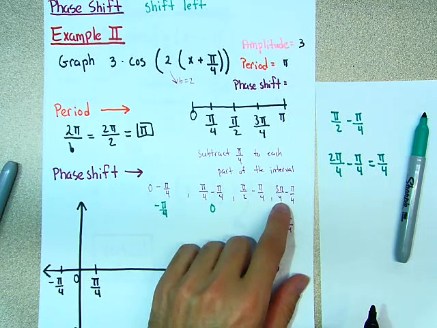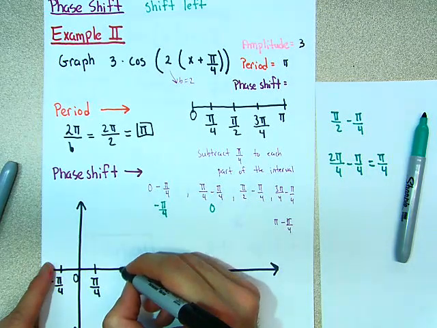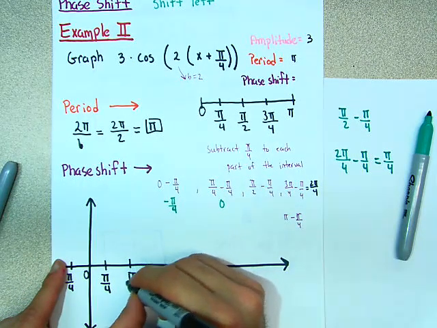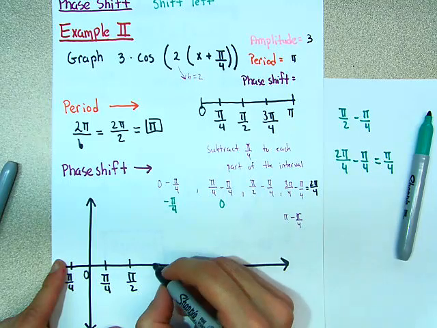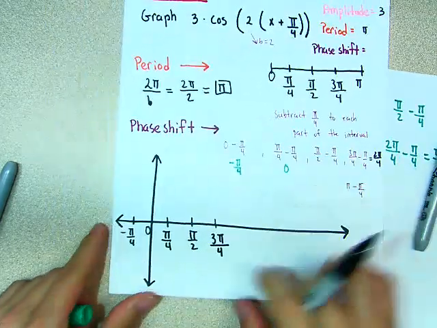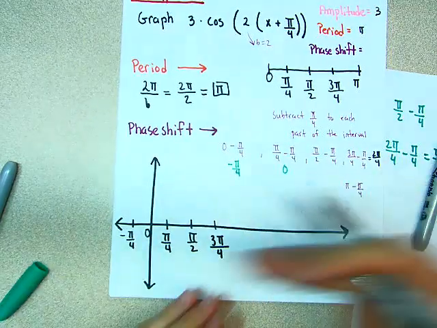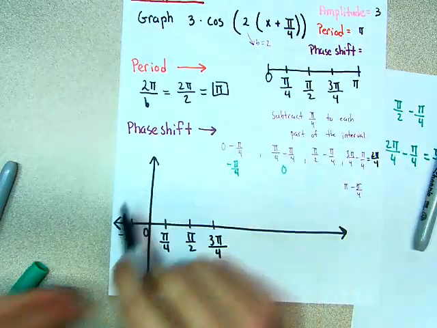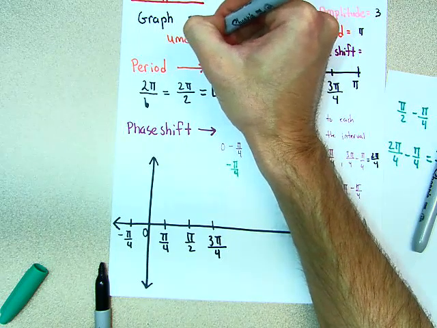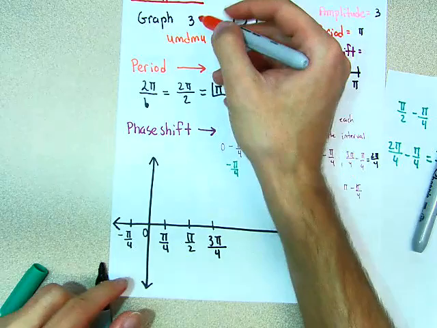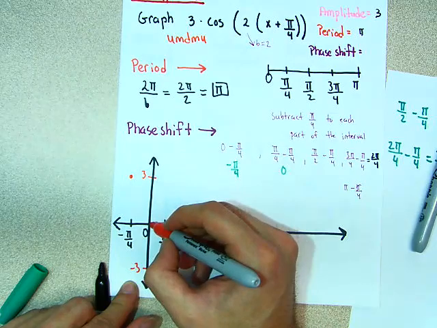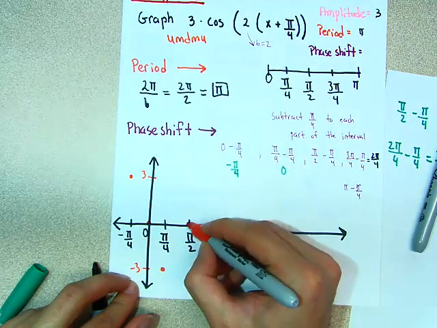And then what about this one? 3 pi over 4 minus pi over 4, that's just 2 pi over 4, which is just equal to pi over 2. And what's this one? Pi minus pi over 4, that's 3 pi over 4. And then here, this is our interval. And it will be shifted to the left by pi over 4. So what do we need for our cosine? Our cosine needs the mu. So this starts, oh yeah, we have a 3, right? So this is 3 and this is negative 3. So this is up, middle, down, middle, up.